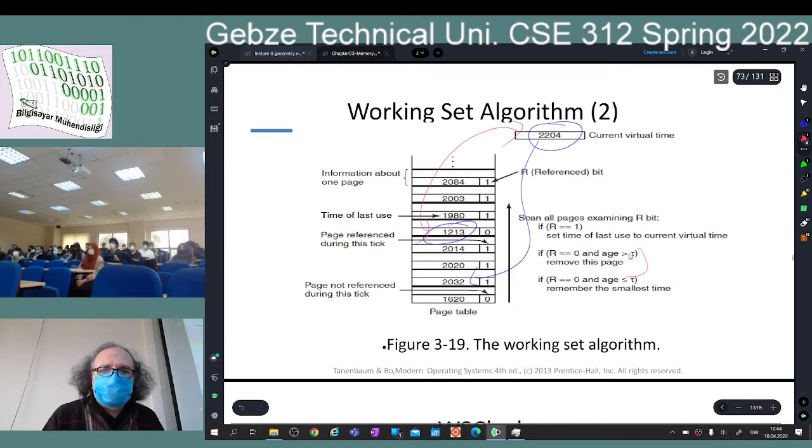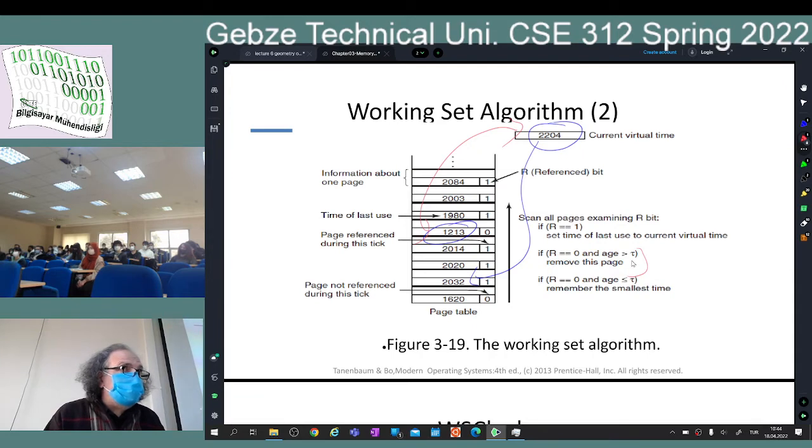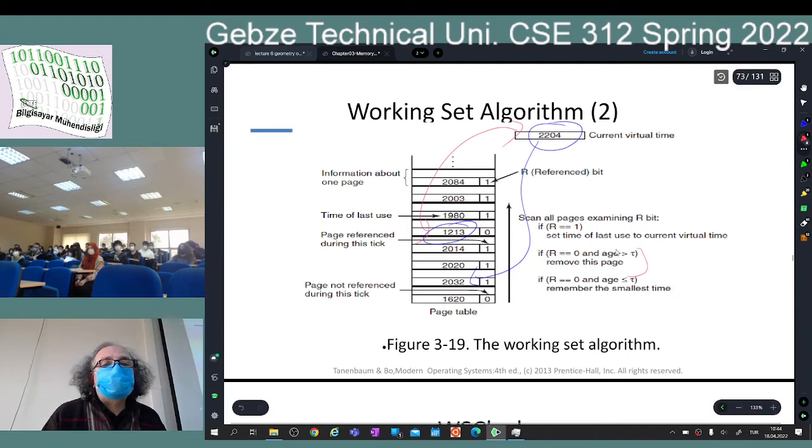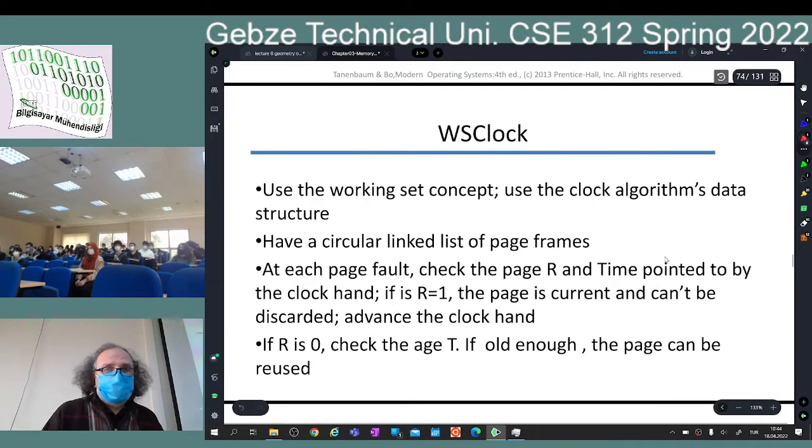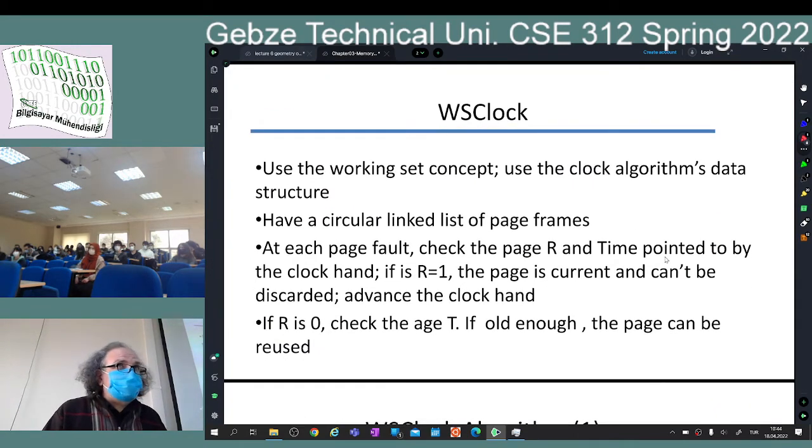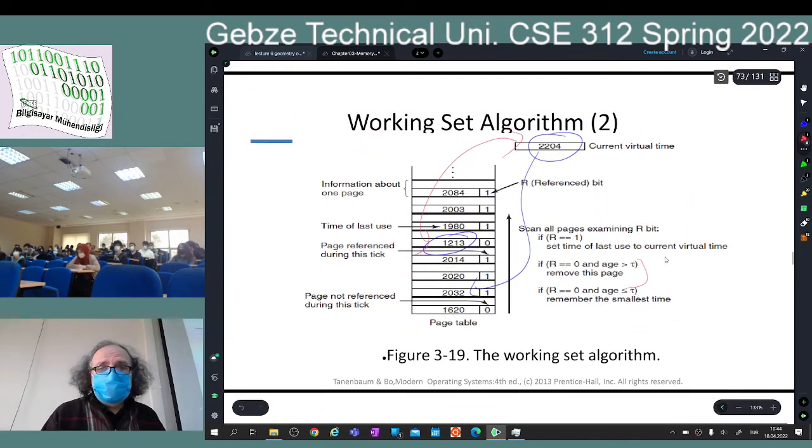So it depends on this tau time, this threshold time, and this threshold time is operating system dependent, and sometimes it will let you, as an ordinary user, choose your threshold time. Sometimes the system administrator can choose this threshold time. How old pages do you want to keep in your memory? Okay, so that's the working set algorithm. It happens this way. So this is how you remove your pages, how you keep your pages.